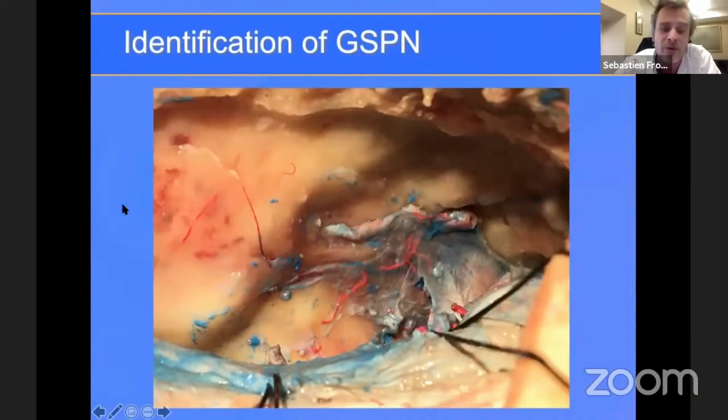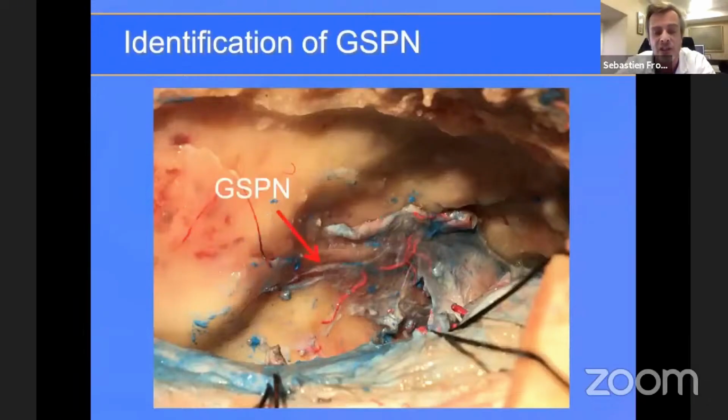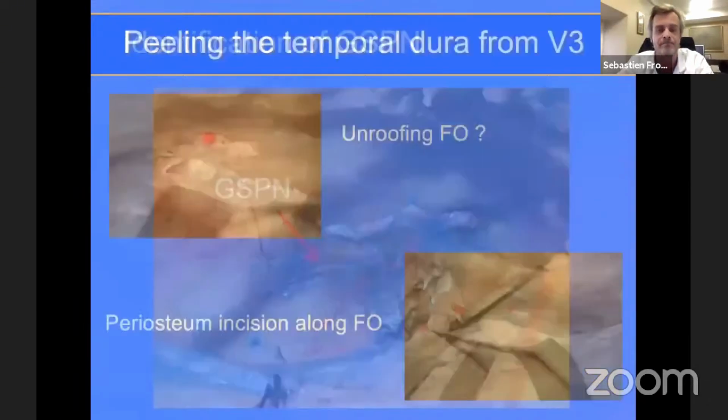Looking at this temporal fossa floor, where is the GSPN? Not so easy to say. Is it here? Is it here? Is it here or here? Only stimulation can really conclude and tell you that the GSPN in fact is here.